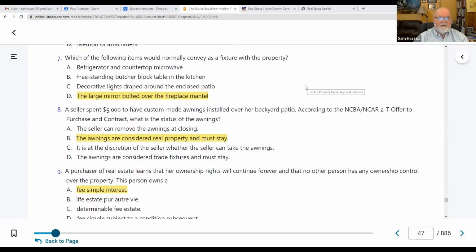Number 7. Which of the following items would normally convey as a fixture with the property? The D, the large mirror bolted over the fireplace mantle. Bolted, right? Built to last, stay there. Refrigerator, unplugged, unbuilt-in microwave goes, but freestanding butcher block, decorative lights draped around the patio, they're all personal property.